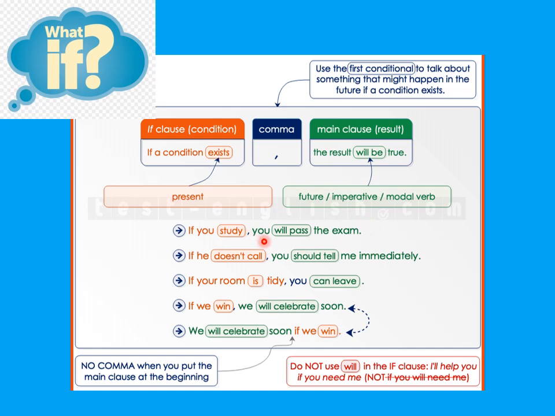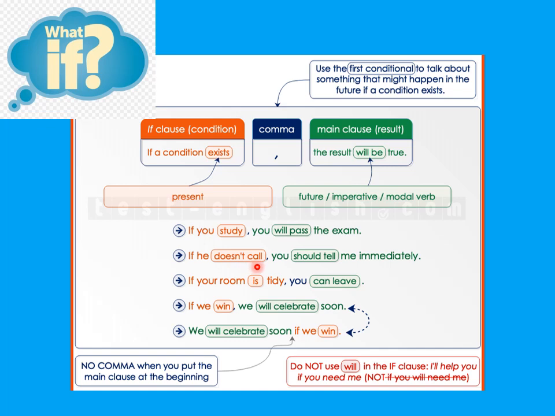Notice also that the simple present is used in the if clause to express the future time. If you study, this is in the simple present form. Will or be going to is used in the main clause. For example, here they used will. Will pass.